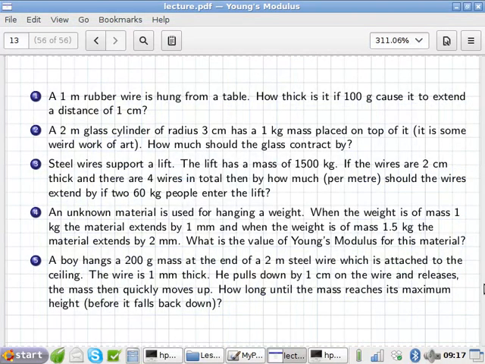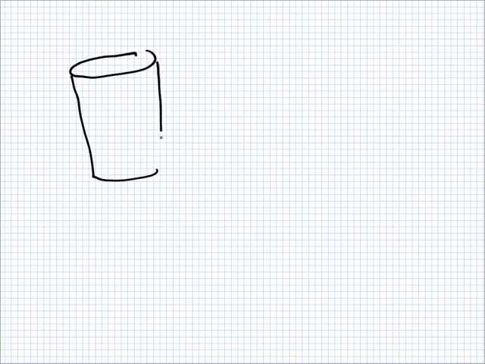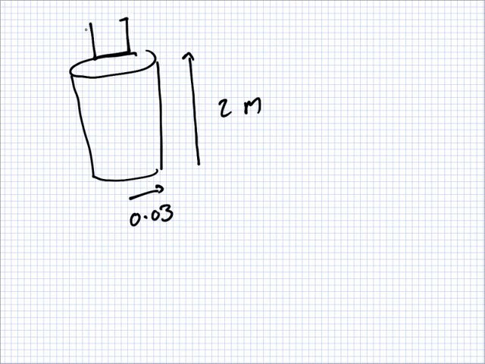A 2 meter glass of radius 3 has 1 kilogram placed on the top. How much should it contract by? Okay. So, what did I say the radius was? The height is 2 meters, yeah? 3 centimeters, okay. And there's a force here of 1 kg. Is it 1 kg? Yeah. So there's a g force down. Yes.